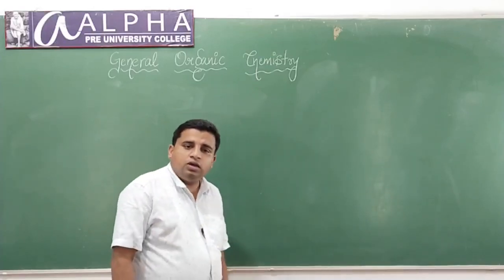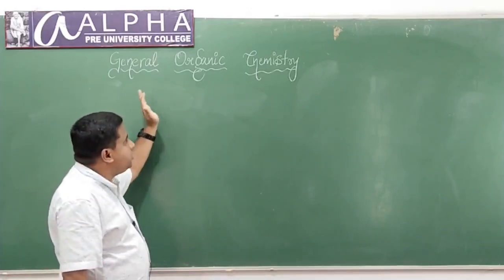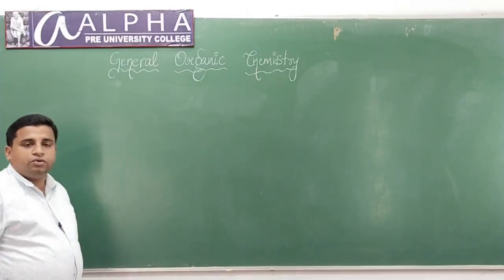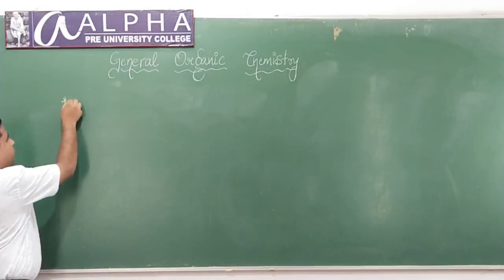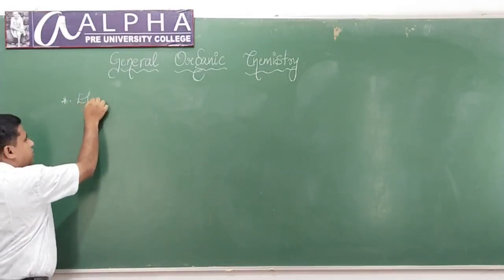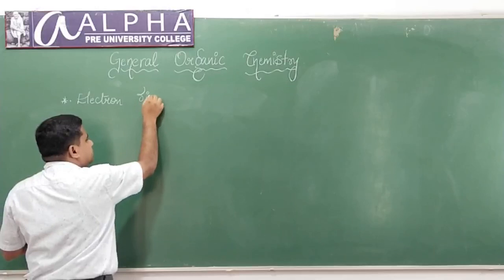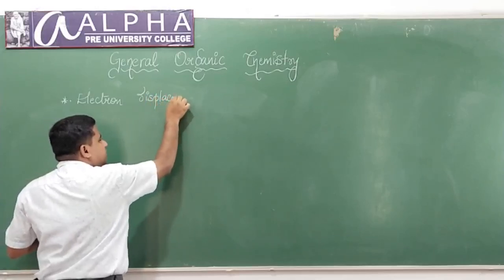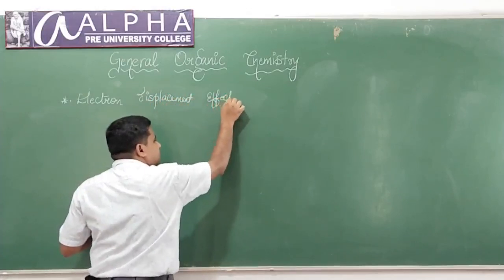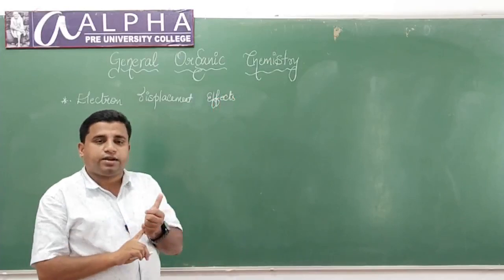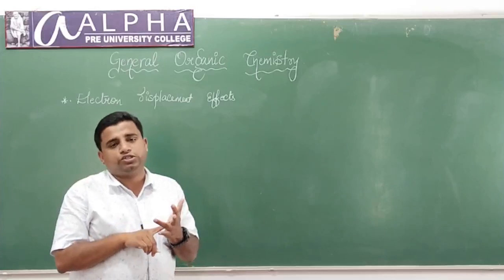Okay, what are the different concepts that we have to study under general organic chemistry? Here we will learn three concepts. One is, I hope you know this very well, electron displacement effects. Can you name the electron displacement effects? Yeah, correct. It is inductive effect, mesomeric or resonance effect, electromeric effect and hyperconjugation.